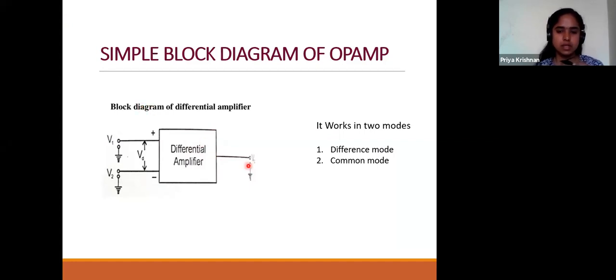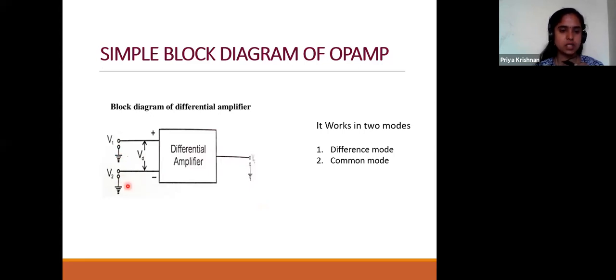Okay, this is a simple block diagram of an op-amp. Op-amp, or operational amplifier, is very famously called op-amp. An op-amp behaves like a differential amplifier. From the name, it is clear that the differential amplifier will amplify the difference of pin number 1 and pin number 2.